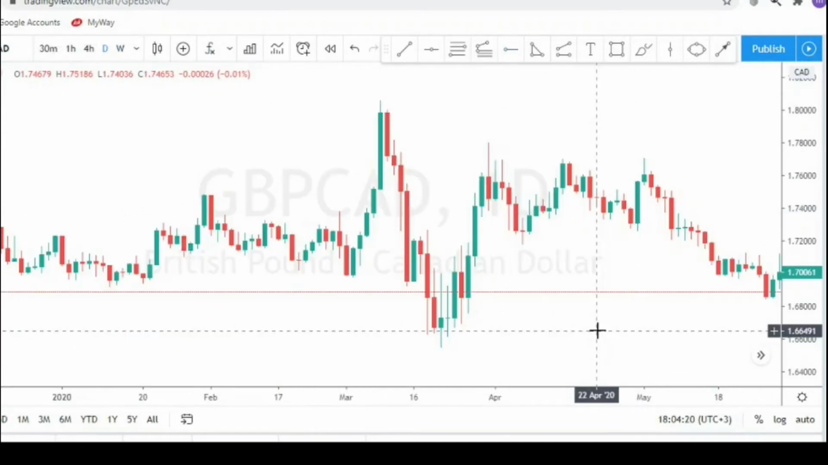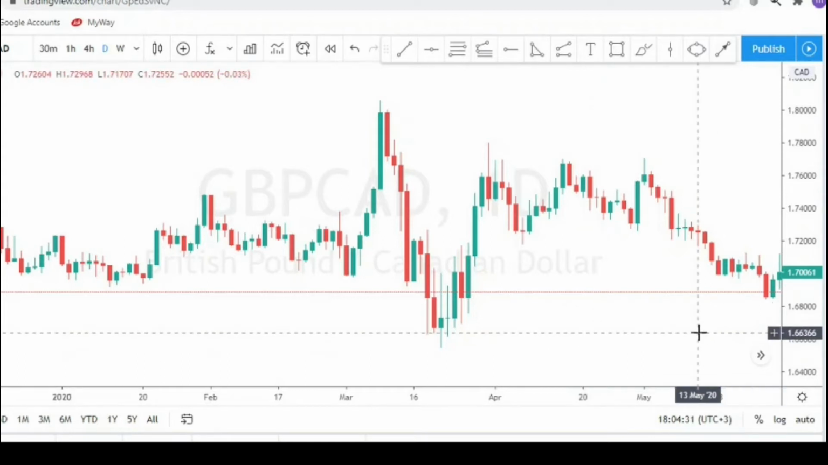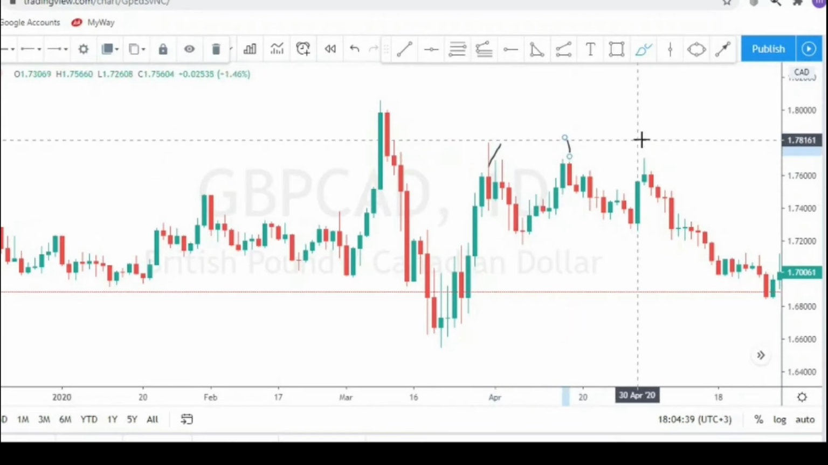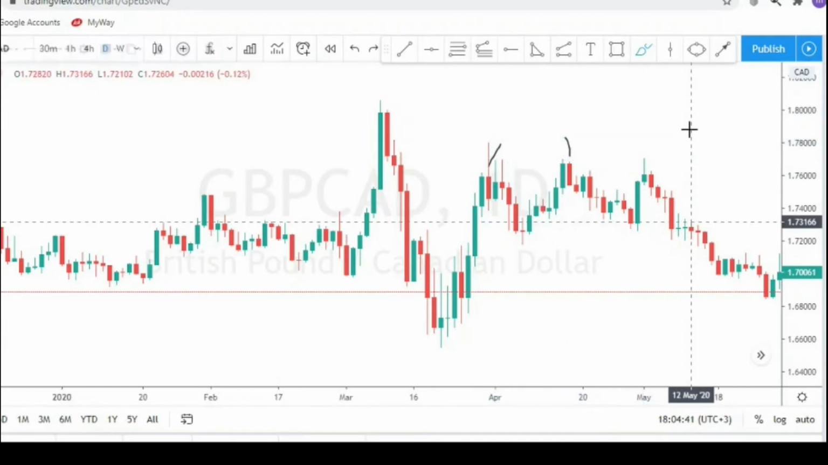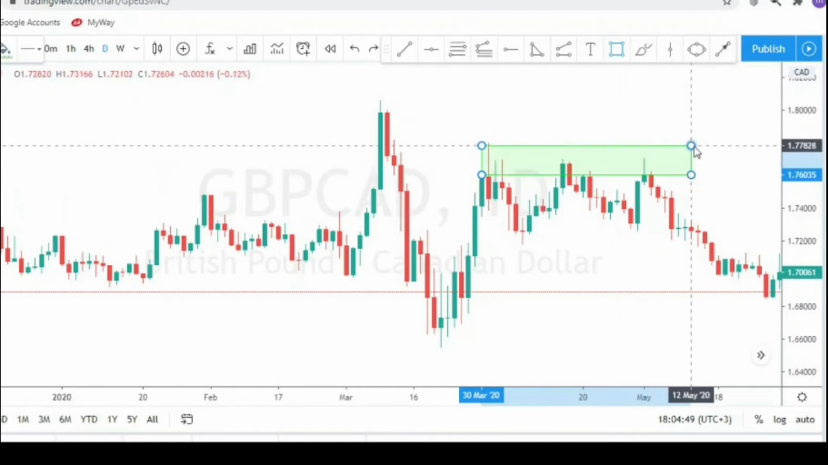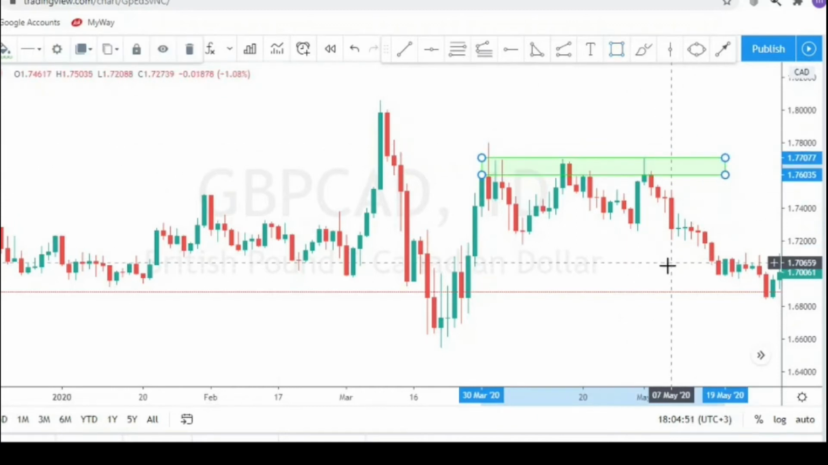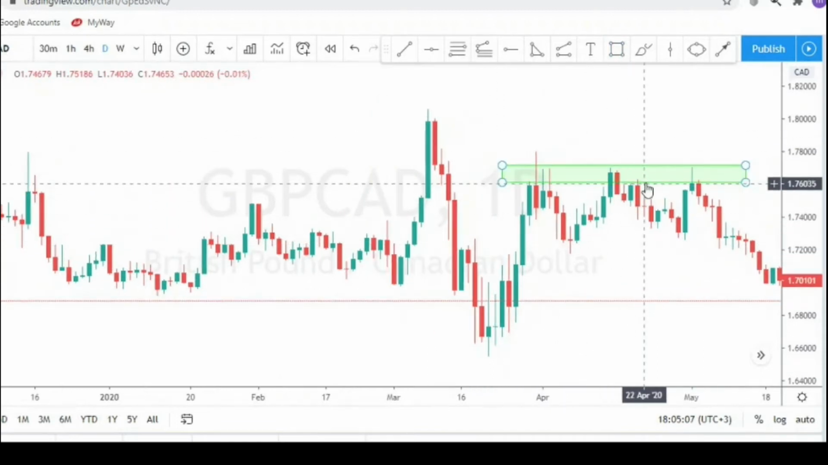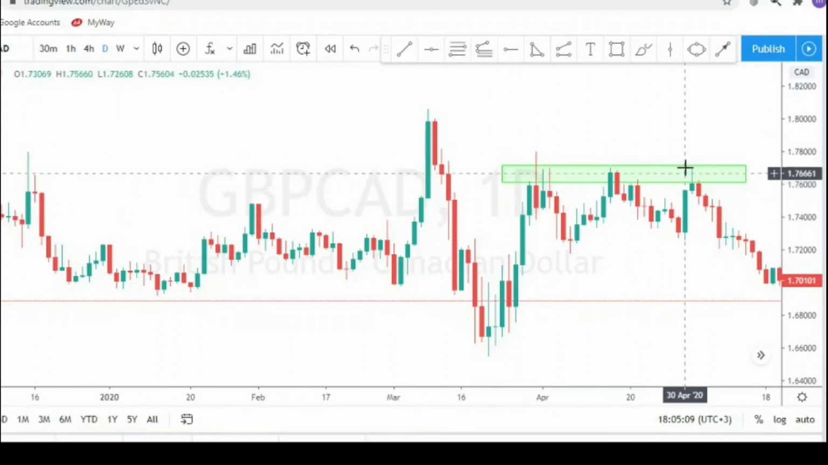Example number 2, the level should have multiple rejections. Can you spot a level with multiple rejections? We have this first rejection, second rejection, and the third rejection. So we bring our resistance level here like this, like a zone. So this would be our level with multiple rejections.